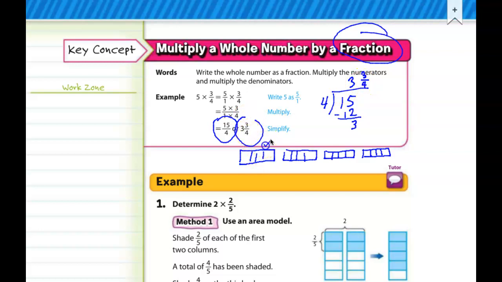3 times 4, 1, 2, 3 times 4 is 12. 4, 8, 12. And then we have 3 left over. 1, 2, 3. 12 plus 3 equals 15, which is our dividend. So that is what we're going to be doing today. Instead of finding the remainder as a decimal form, we're going to take the remainder and make it into a fraction.